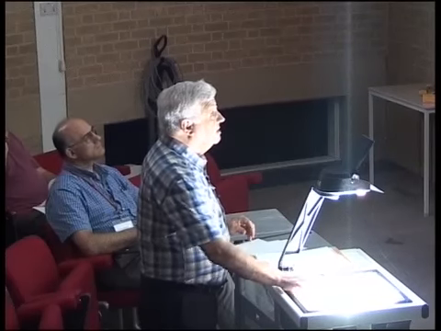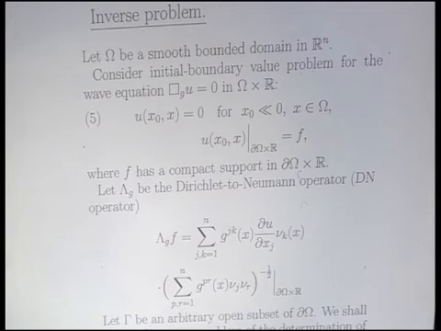Okay, so now I formulate, as was many times formulated here, what is the inverse problem. Suppose we have a smooth bounded domain in R^n, you have this equation in the cylinder, with zero initial condition and Dirichlet boundary condition where F has compact support. And we introduce the Dirichlet-Neumann operator. It looks complicated because of normalization, lambda G F.